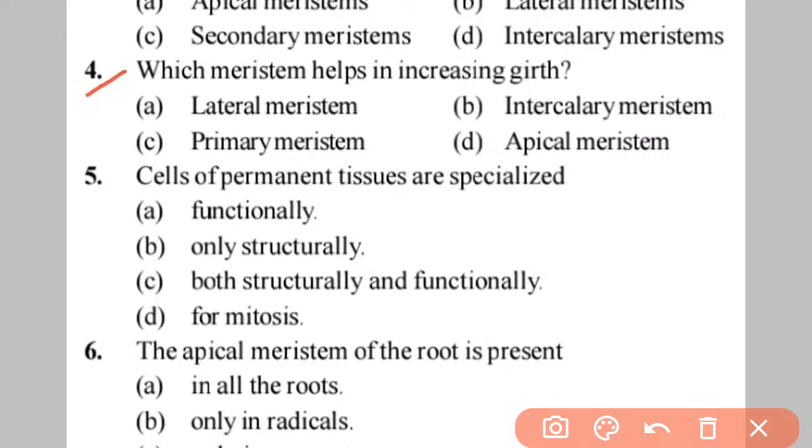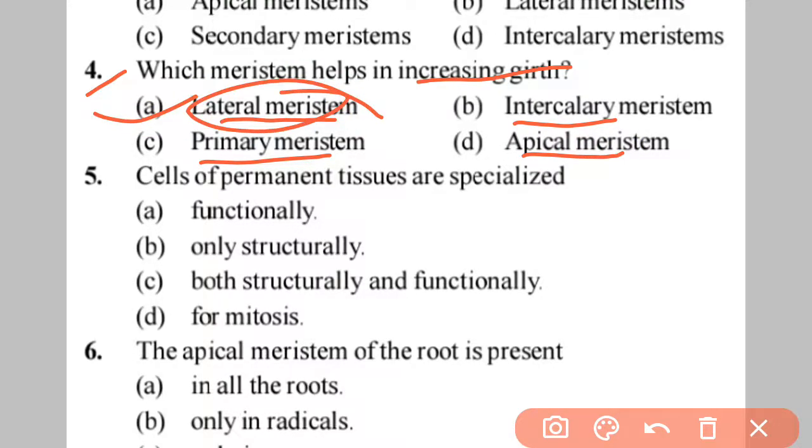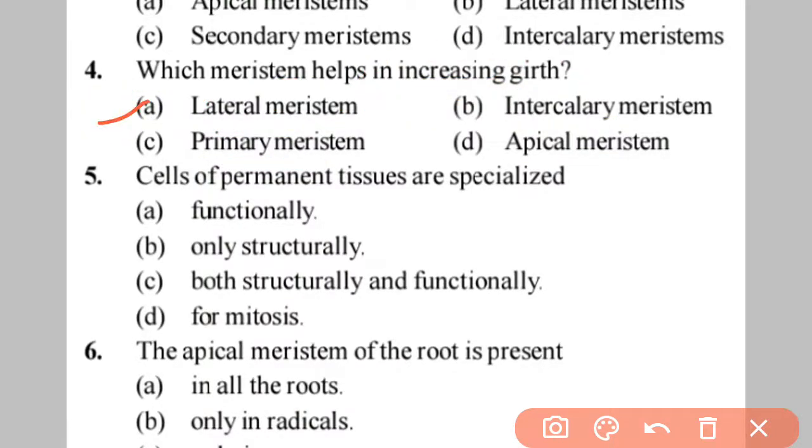Question number 4 is, which meristems help in increasing girth? Lateral, intercalary, primary or apical? So mainly lateral meristems basically help in increasing girth. Okay, so option A is correct. Let's move on to the next question.